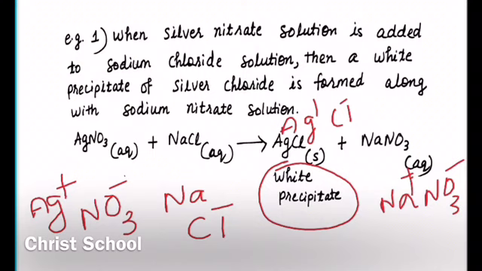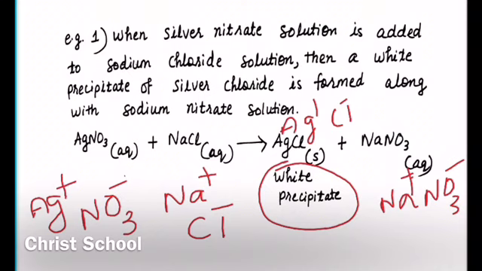In NaCl, sodium chloride, which is the first one, Na plus is the cation and chloride is the anion, Cl minus. In silver nitrate, silver, that is Ag plus, is the cation and nitrate, NO3 minus, is the anion. In sodium chloride, the cation is sodium Na plus and the anion is chloride, Cl minus.